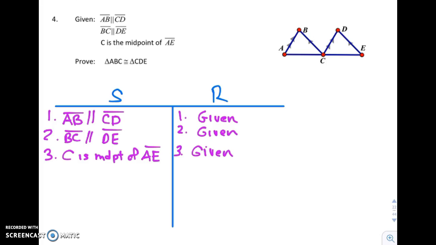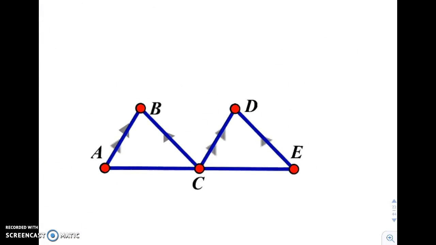Okay, I think number 4 here is probably the most complicated one we've done so far. It's really not that bad, but compared to the other ones, there's obviously 3 pieces of given information, and they each lead to something different. There's 2 sets of parallel lines. So if you look at the first 2 givens, AB is parallel to CD, and BC is parallel to DE. So I have all the givens written, but let's go up and extend these lines a little bit.